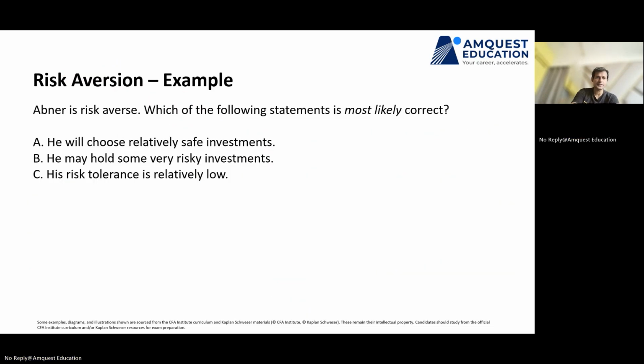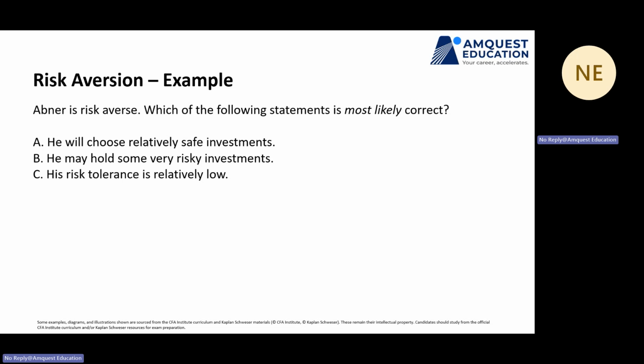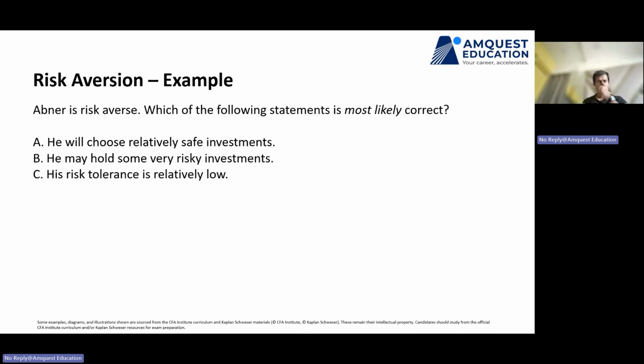Any questions? Okay, now I want you to answer this question. This guy is risk averse. Which of these options will he choose? Take your time. Answer, guys. So we choose relatively safe investments. Good. The answer, I might say, clicked it as B, right?